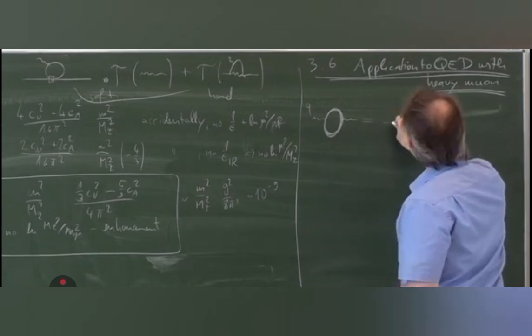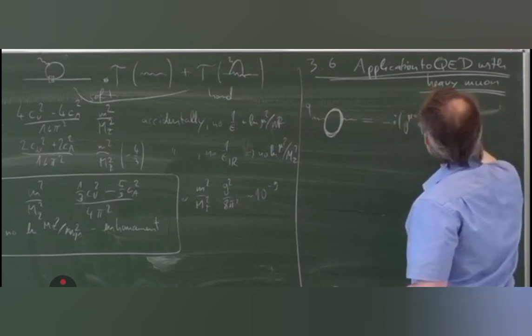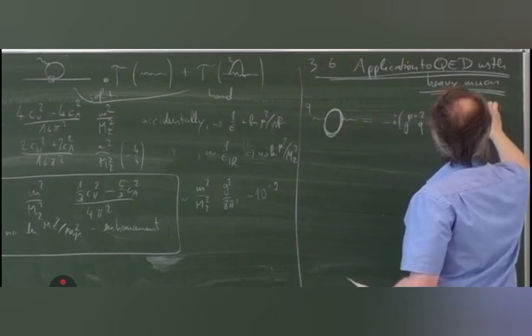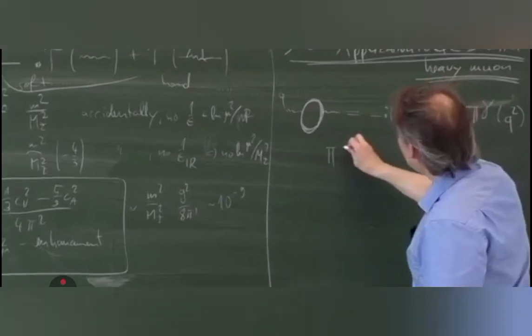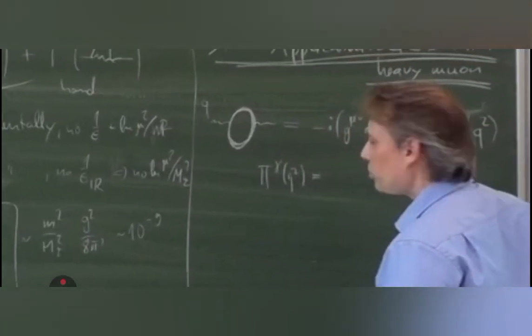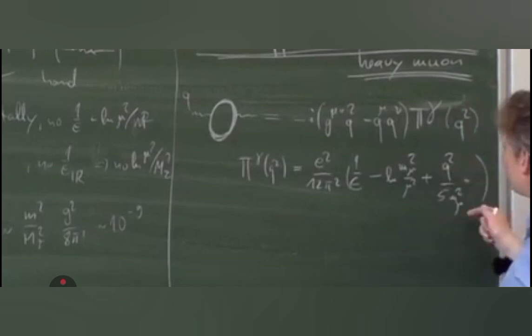And it can be written as follows: minus i (g^{μν} q² minus q^μ q^ν) times the so-called vacuum polarization Π_γ(q²), and the result of Π_γ(q²) can be expanded in a Taylor series in small q², and it looks like this: e² over 12π² times 1 over epsilon minus ln of the muon mass squared divided by μ² plus q² over 5 m², plus higher orders in the ratio q² over the muon mass squared.